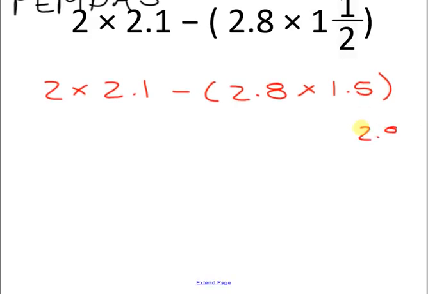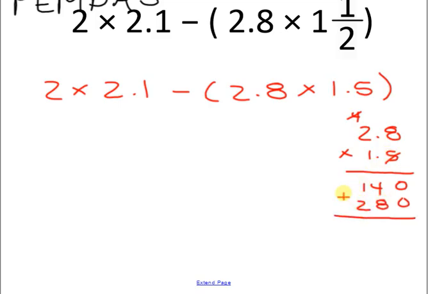So 2.8 times 1.5. 5 times 8 is 40. 5 times 2 is 10, plus 4 is 14. So I took care of the 5. 1 times 8, oops, sorry, put my placeholder. 1 times 8 is 8, and 1 times 2 is 2. Add them up. 0 plus 0 is 0.